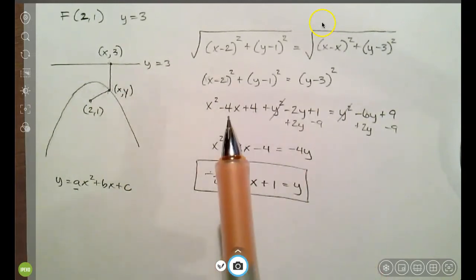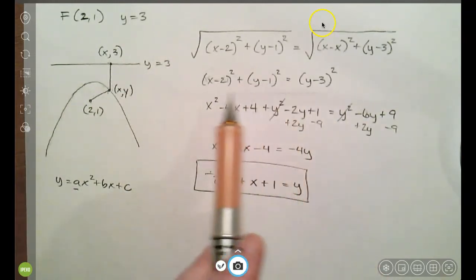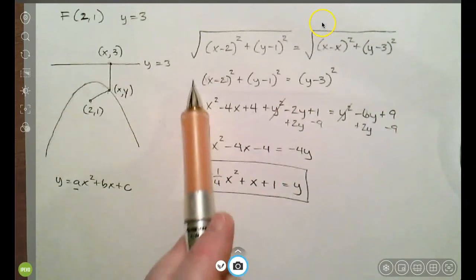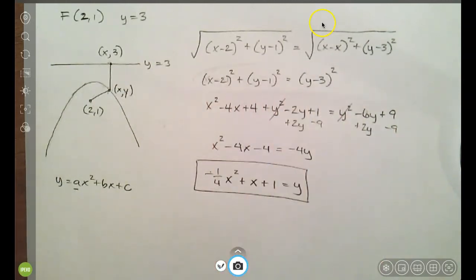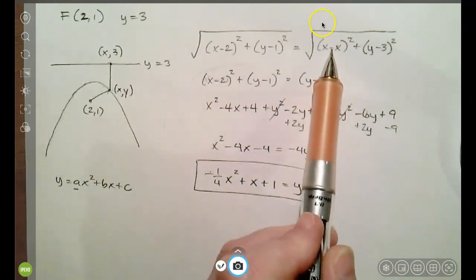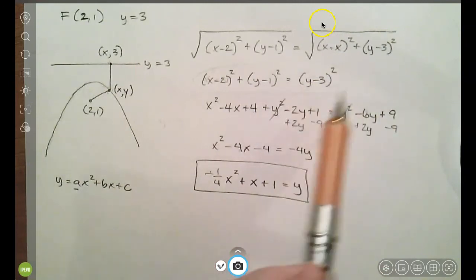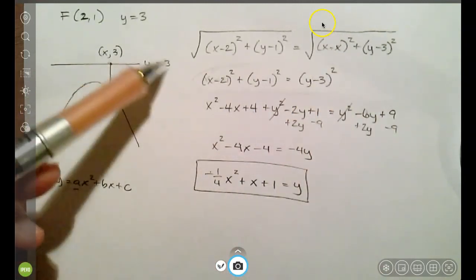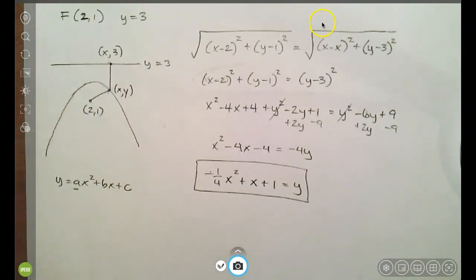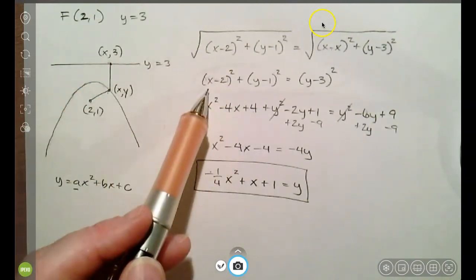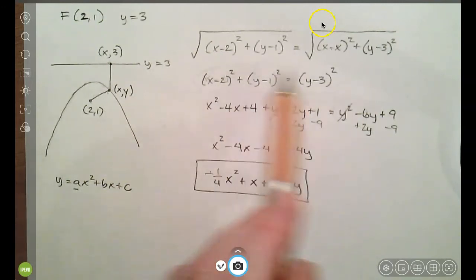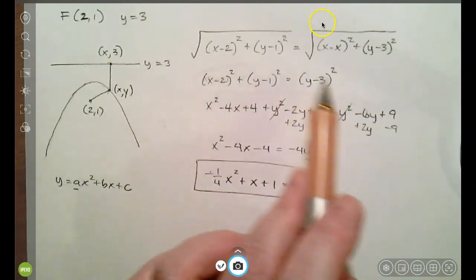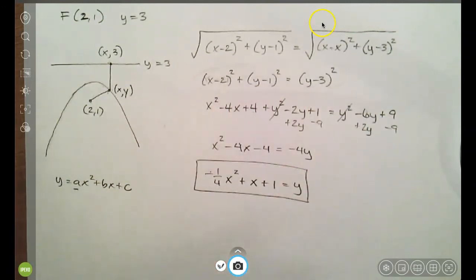So it's perfectly fine with me if you want to start skipping this step and just jumping right to here, because every time you're going to do the same thing. This is always going to end up being 0. So the right-hand side is always going to end up being just (y minus 3) squared, or y minus whatever your directrix is. And then you're going to also square both sides. So you're going to end up here every time. So if you want to jump right to this spot, I am more than okay with you doing that.